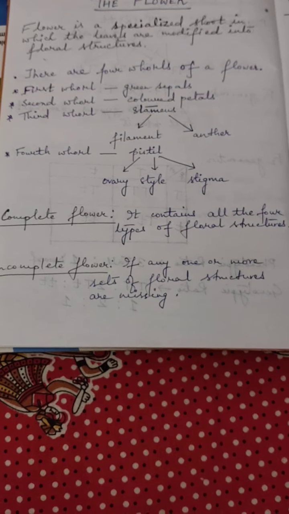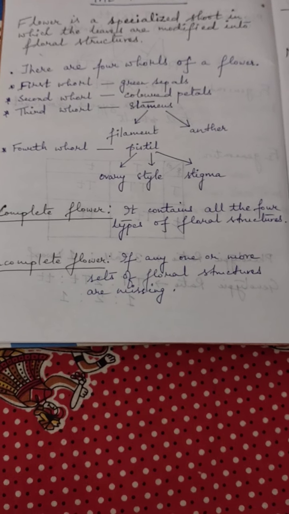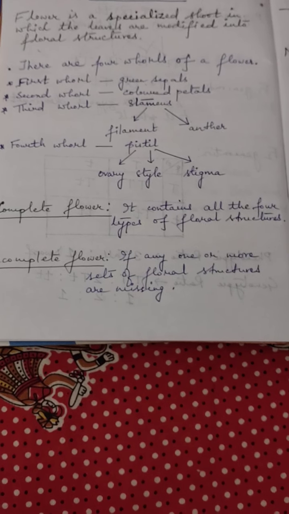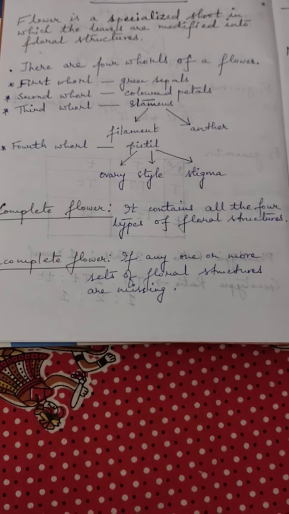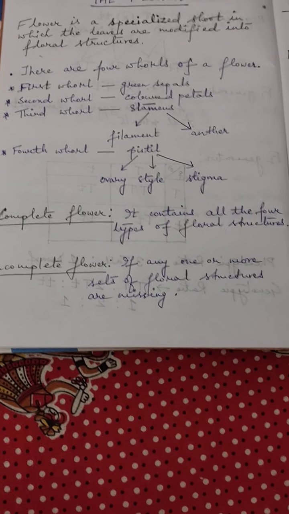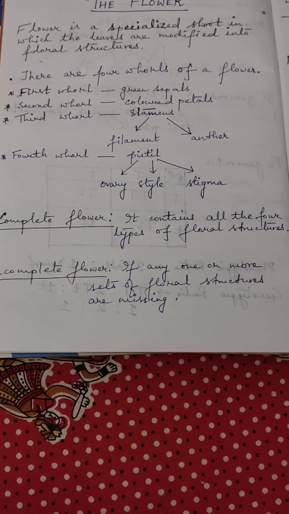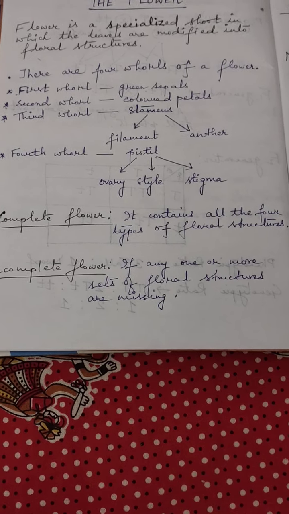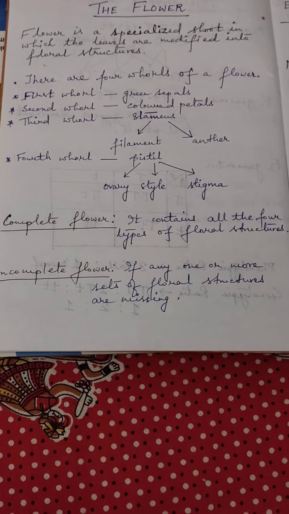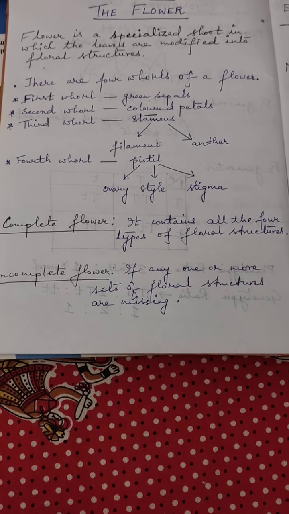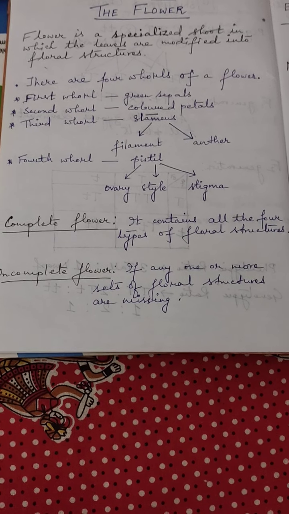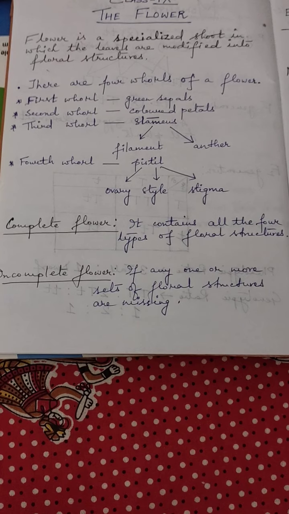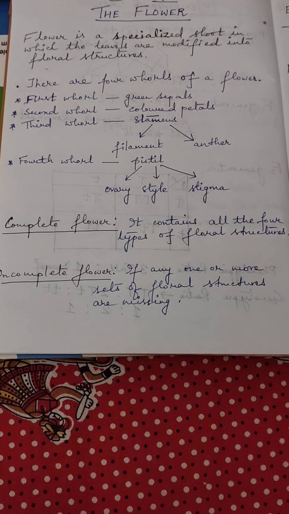Now we'll go through some definitions which are very important for this chapter. You need to learn them. First one is complete flower. It contains all the 4 types of floral structures, that means calyx, corolla, androecium and gynoecium. Incomplete flower means if any one of these sets of floral structures is missing, maybe more of them, then we call it an incomplete flower.